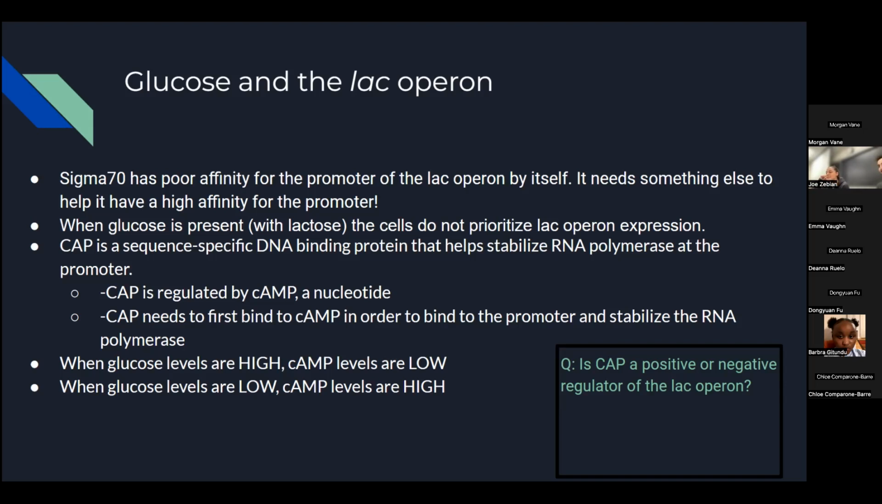So CAP is a sequence-specific DNA binding protein, and it helps stabilize RNA polymerase at the promoter. CAP is regulated by cAMP, which is a nucleotide, and CAP needs to bind first to cAMP in order to bind the promoter and stabilize RNA polymerase. So cAMP binds to CAP, and then CAP binds to its DNA binding site, which is kind of upstream, as we saw in that diagram on the exam, but it's in the promoter region, and then it helps stabilize RNA polymerase. So when glucose levels are high, cAMP levels are low, and when glucose levels are low, cAMP levels are high, because they have an inverse relationship.